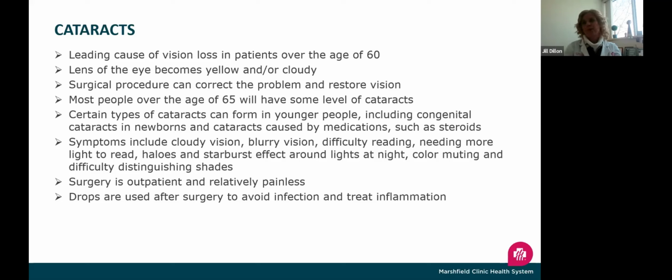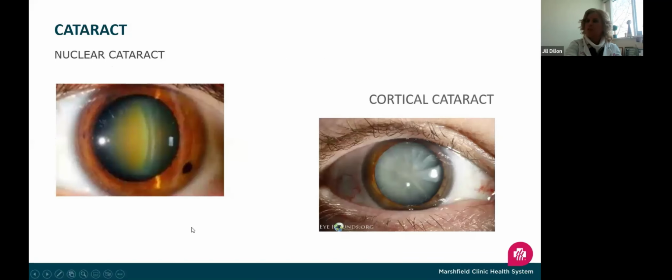Probably the biggest thing we hear complaints about are drops that have to be used after surgery, and those last usually around 4 weeks or so. And that's to avoid any kind of infection and the inflammation that comes with surgery.